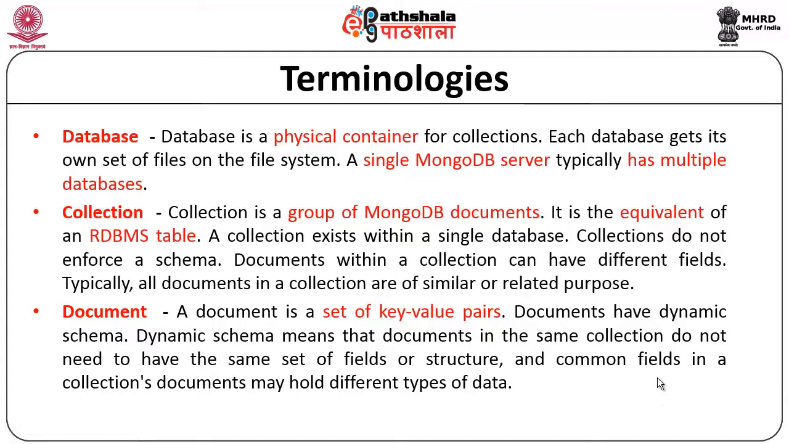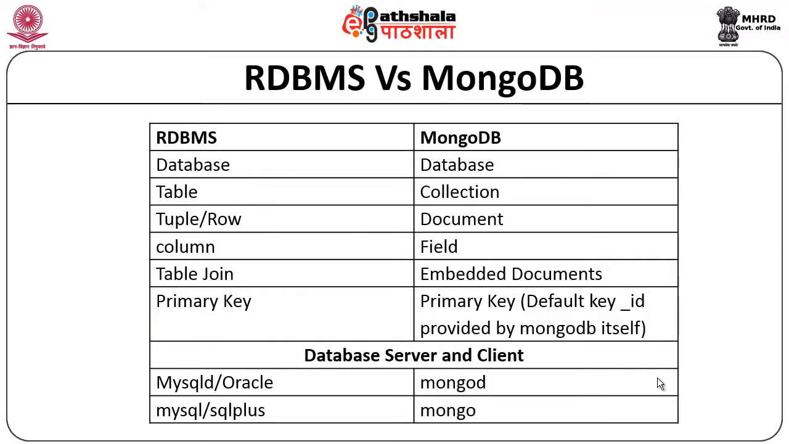So, having understood what is a database, what is a collection, and then what is a document in a MongoDB environment, let us proceed to know the differences between RDBMS and MongoDB. In an RDBMS environment, whatever we term as database is named the same way as database, but what we call a table in an RDBMS environment is called a collection in the MongoDB environment. Documents in a MongoDB environment are equivalent to the row or tuple in an RDBMS environment.